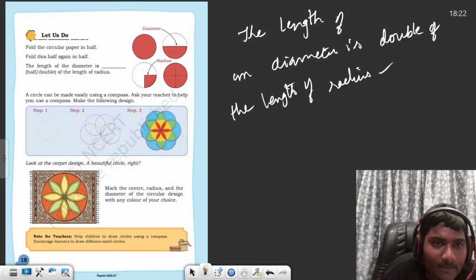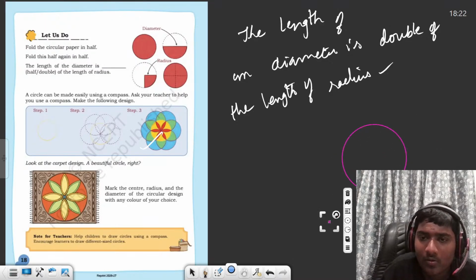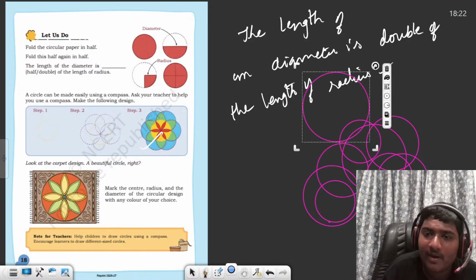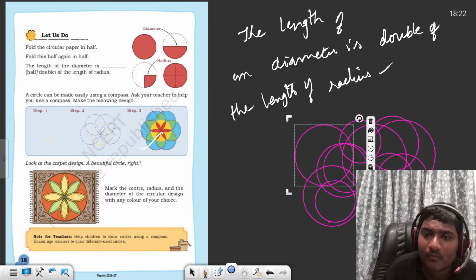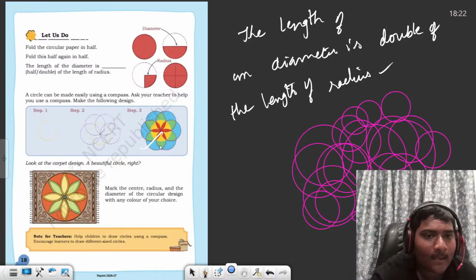A circle, even a big one, can be made easily using a compass. Ask your teacher to help you use a compass for making the following design. Yes, I'll also help you. Okay, with the compass you can draw it here, here, here. But I am not drawing in a proper way. But you can, children. Yes, you can do it.